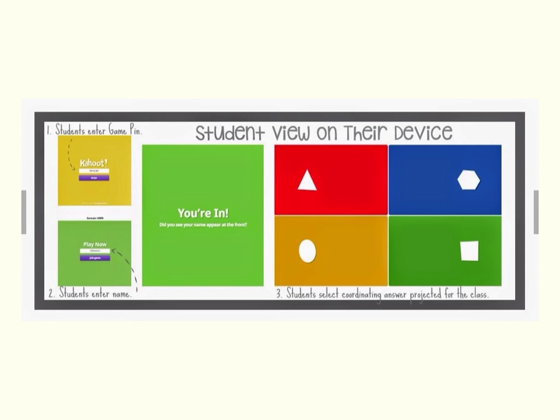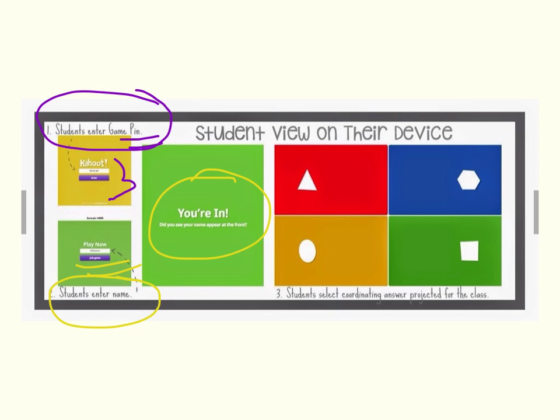When you launch it, it will give the students a game pin. On Kahoot.com, they will put in that pin number and enter it. The next thing that they will do is enter their name. Sometimes I let them do a nickname, sometimes I have them use the real name if I'm using it for an assessment. It lets them know that they're in, and they'll be ready to view the next part of the answers on the student screen.